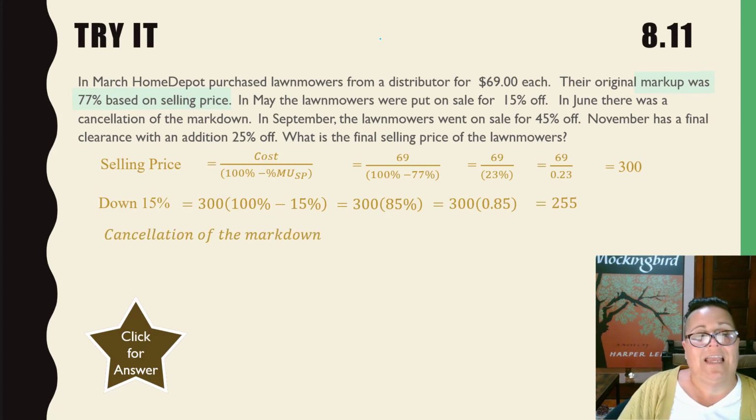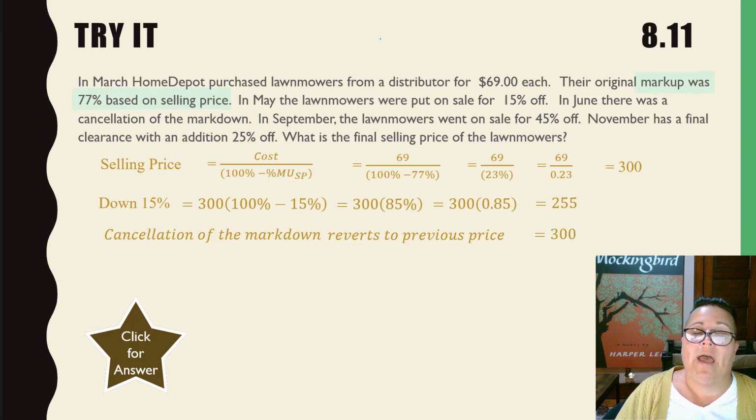In June, they're going to cancel. Cancellation of a markdown just reverts to the previous price. So before it was $255, it was $300. So we're going to go back to the $300. And in all of June, and it looks like all of July, that lawnmower is going to be the original price of $300.